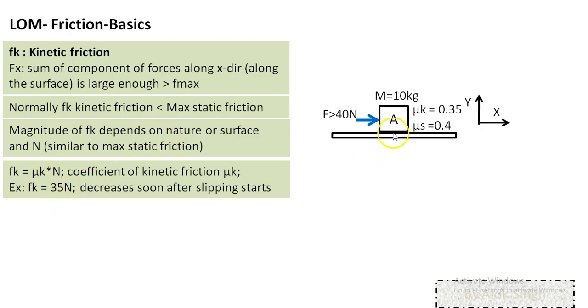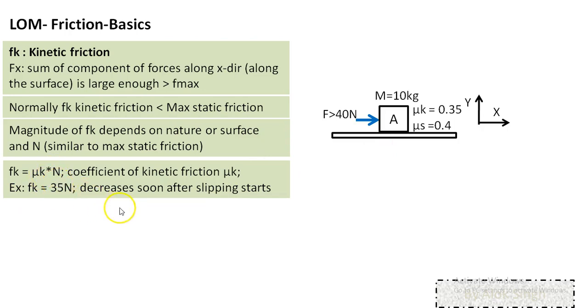So in this case, what will be the kinetic friction? Normal reaction is 100, mu k is 0.35. So if you apply a force greater than 40 Newton, the block will start sliding. It doesn't matter what the speed is, what the acceleration is, kinetic friction will remain constant and its value will be equal to 35 Newton, which is mu k times N.